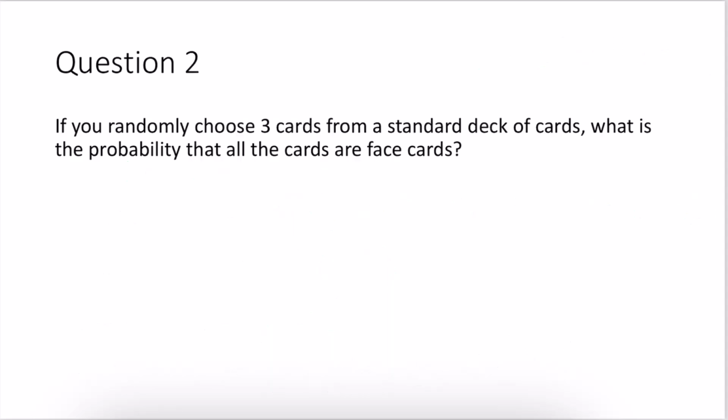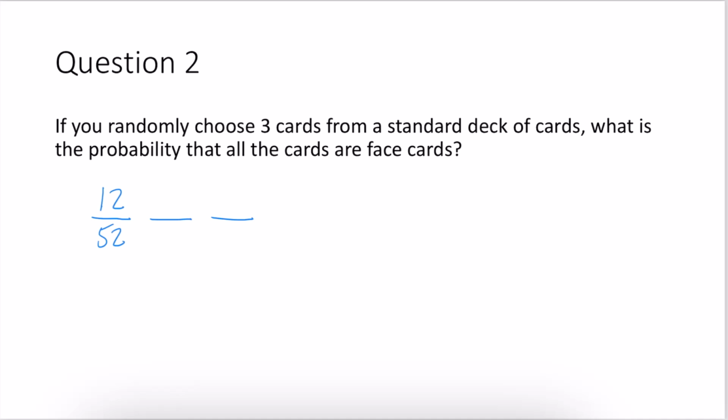On question 2, it says, if you randomly choose 3 cards from a standard deck of cards, what is the probability that all the cards are face cards? Okay, so in this problem, we have 3 events, which means that we're going to have 3 probabilities that we're calculating. And the probability that the first card is a face card is 12 out of 52. Because out of the 52 cards, you have 3 face cards in each suit, and there's 4 suits, so that means you have 12 face cards total.